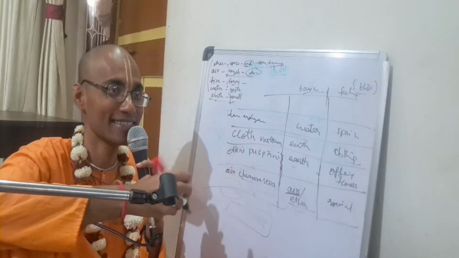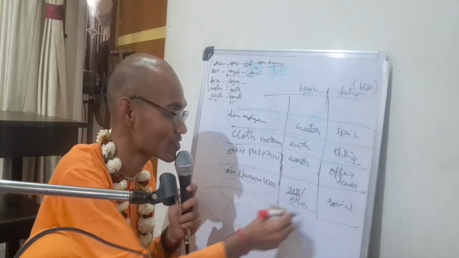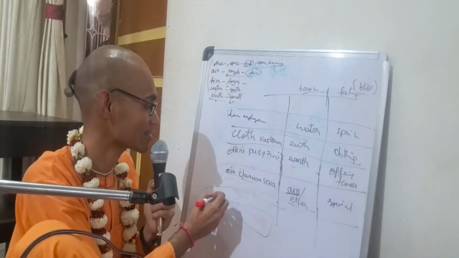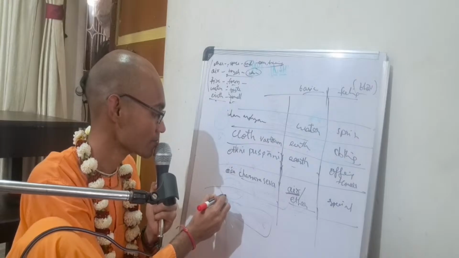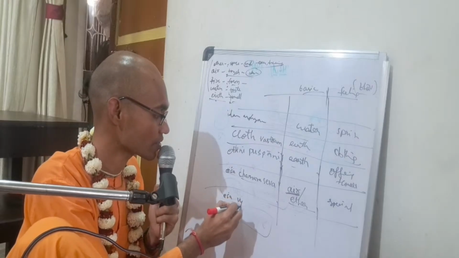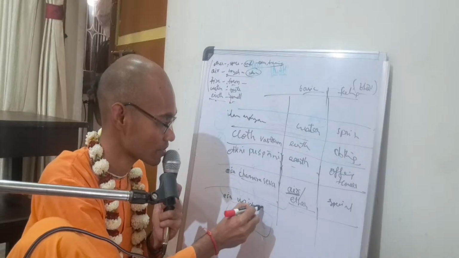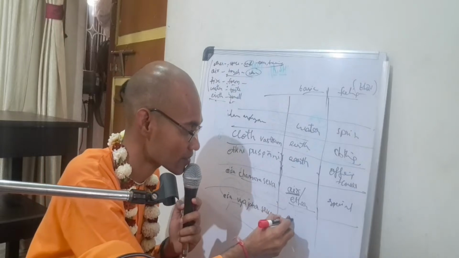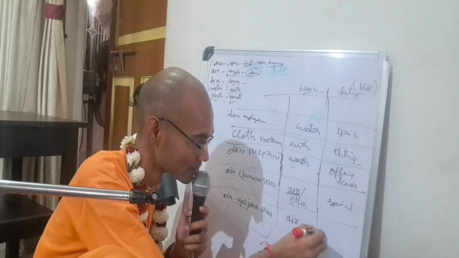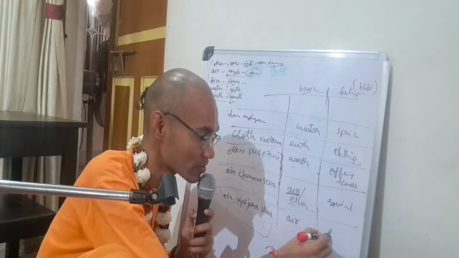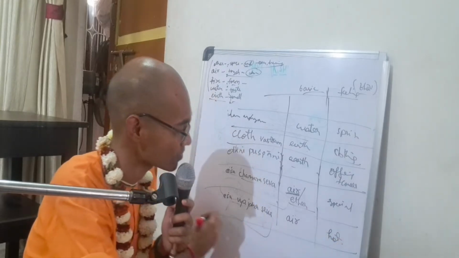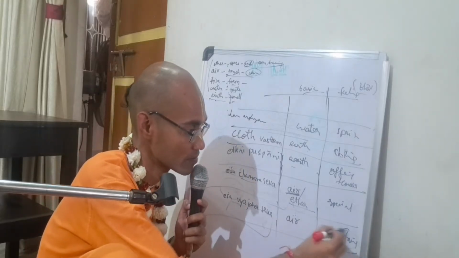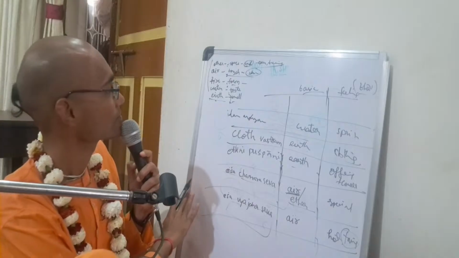Honeybees don't come to old flowers which have no smell. And the last one is Vyajana. That is the peacock feather fan. That is air. When the season is hot in Vrindavan, it is used to remove the heat. Okay, so this is clear?